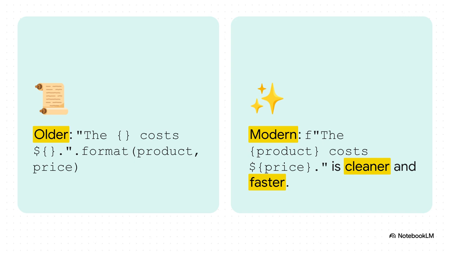All you do is put the letter F right before your string, and suddenly you can pop your variables directly inside curly braces. It is so much cleaner, so much easier to read, and it's faster too.